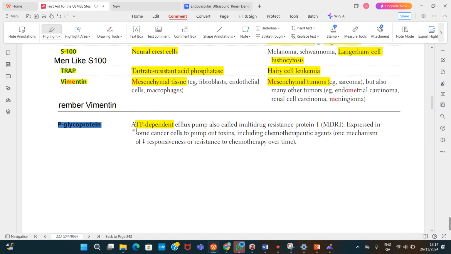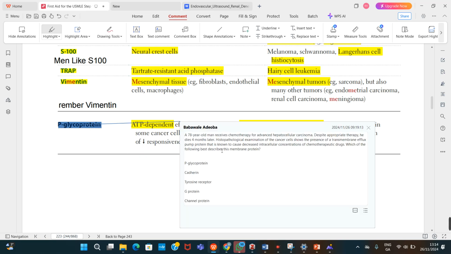Anybody know an ATP-dependent process in pathology that we have said? Apoptosis. Very good. So the ATP-dependent efflux pump is P-glycoprotein. It is also known as MDR protein 1. So we have to keep that in mind. Multi-drug resistance protein 1 or P-glycoprotein, they mean the same thing. And what do they do? Just one simple task. They pump out the chemotherapy agent that is delivered to a cancer so that the chemotherapy agent doesn't work. So it's a means of cancer being resistant to treatment. It's as simple as that.